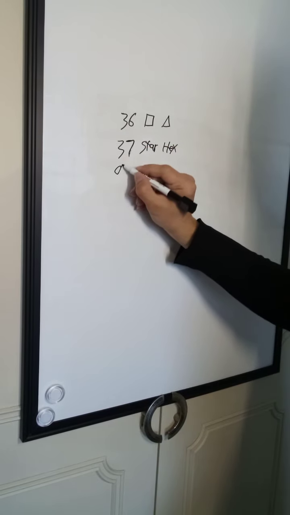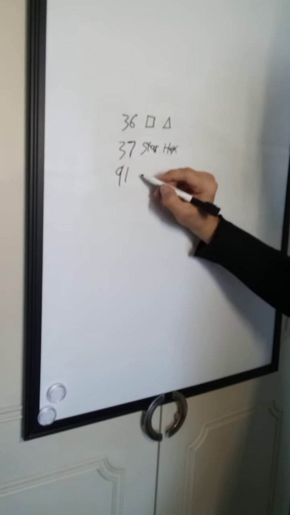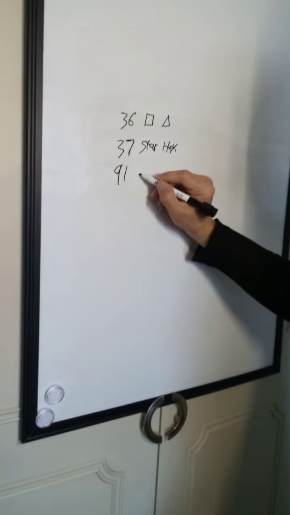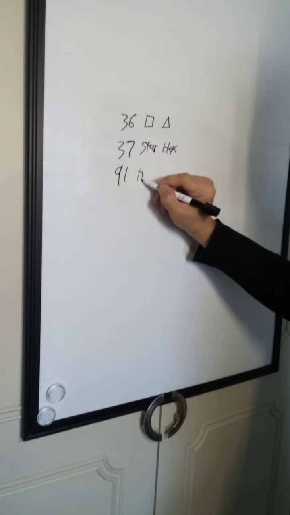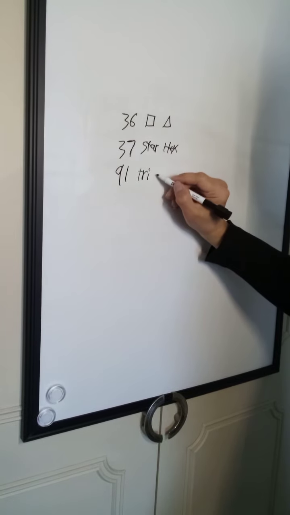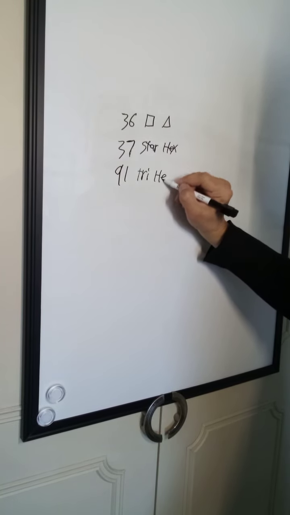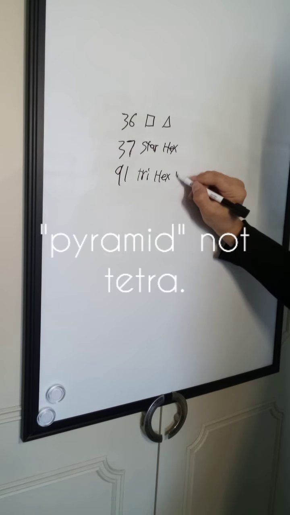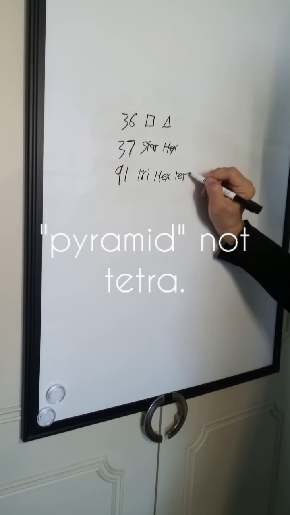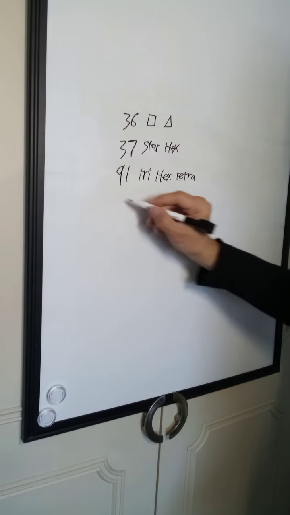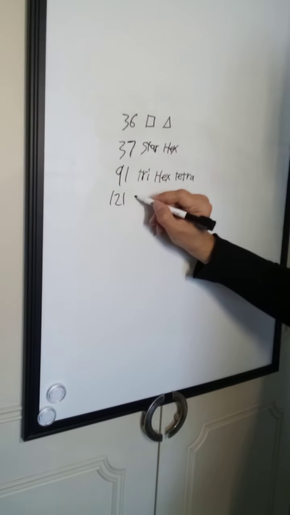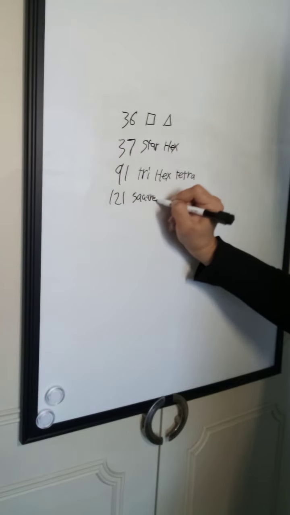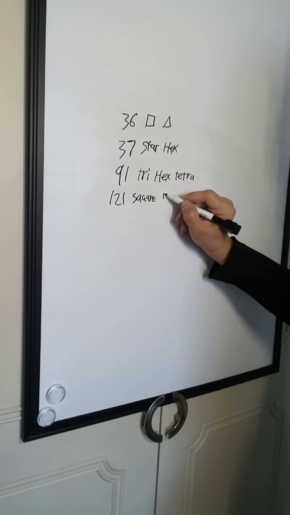There's one of my favorites, which is 91. 91, let's see here, is a triangular number. It's a hex number as well as a tetra. Our 21 is both a square and a star.